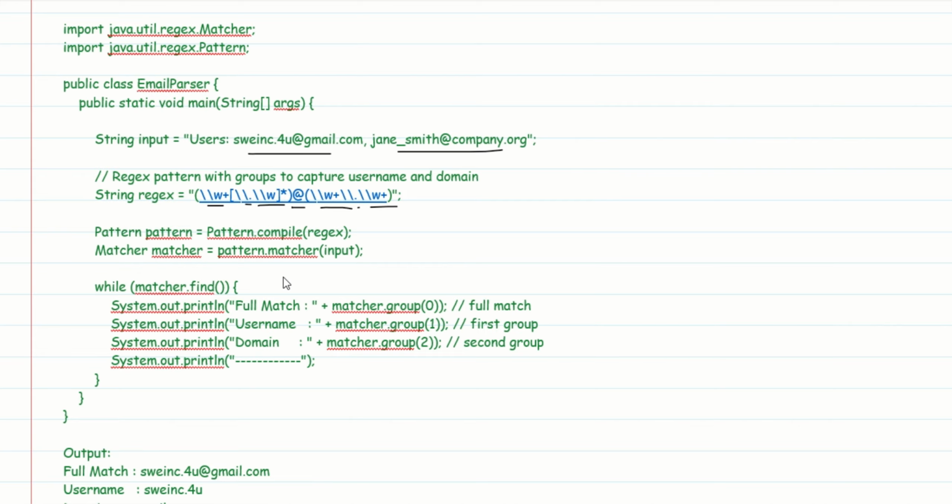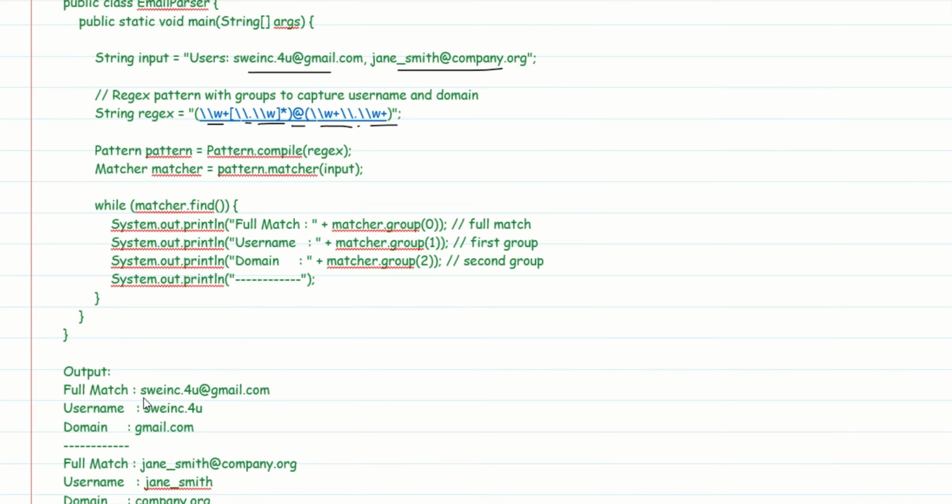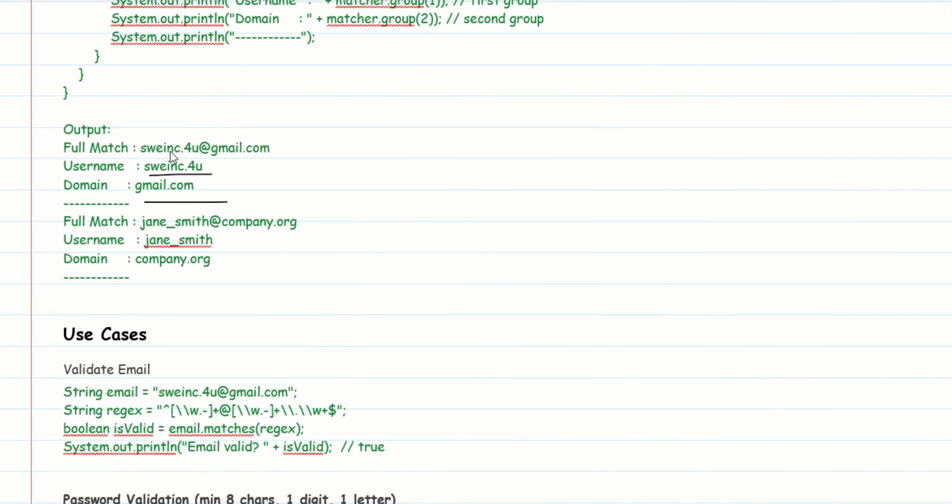What it will give you is first the full match, because matcher.group will give the full match. Then the first group, that is what we have given within the group here. You can see it will give the username, then the domain. If you use matcher.group(2), it will give the domain, and group(1) will give the username. So this is how it will give you the result. So first match and second match.